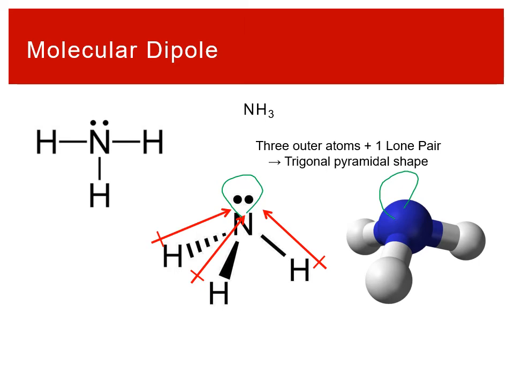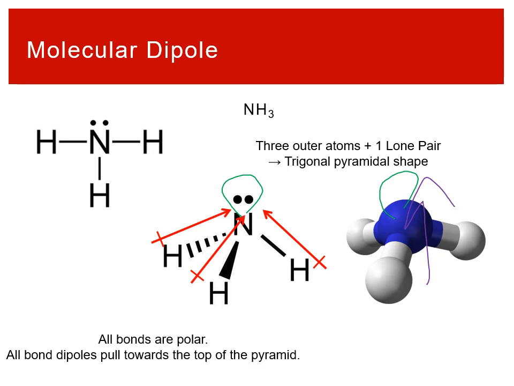So the in components cancel, but the upward components don't cancel. And you're going to end up with a bond dipole, or molecular dipole, pointing to the top of the pyramid, right? That nitrogen is going to be the negative side of the molecule, and the hydrogens on the bottom are going to be the positive side of the molecule. So overall, this is a polar molecule.